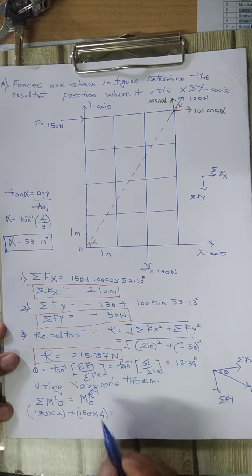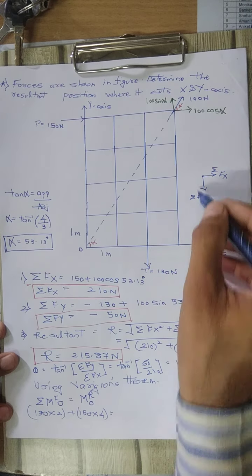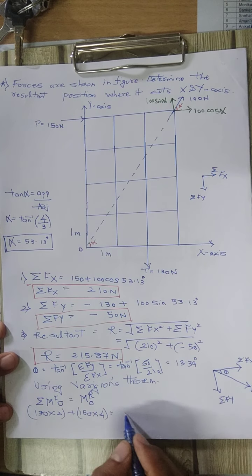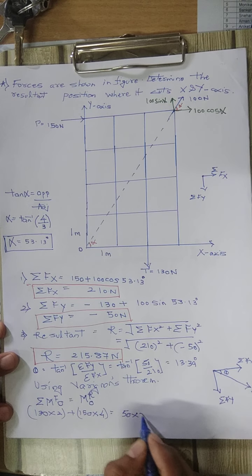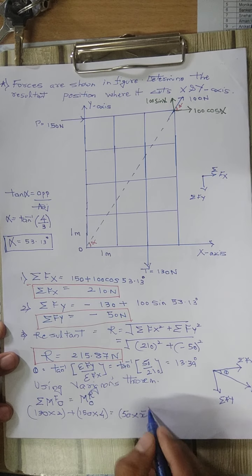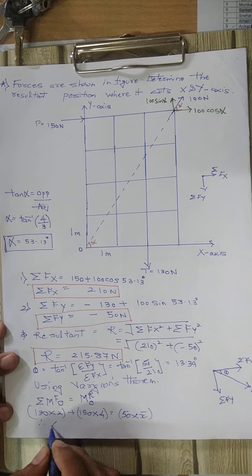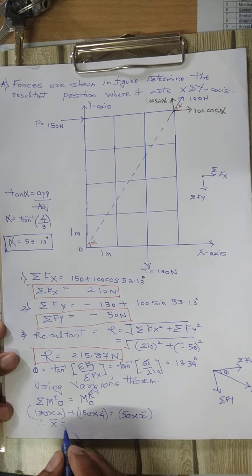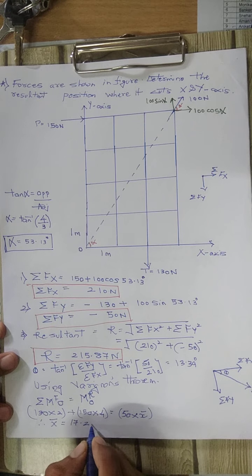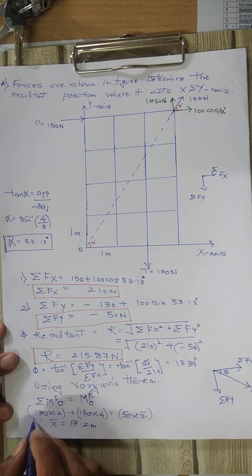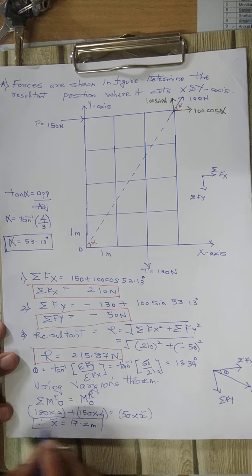Okay, so we will take this as, what is the y component? 50 into x bar. Therefore x bar is equal to 17.2 meters. In this way we can find out the y component also.